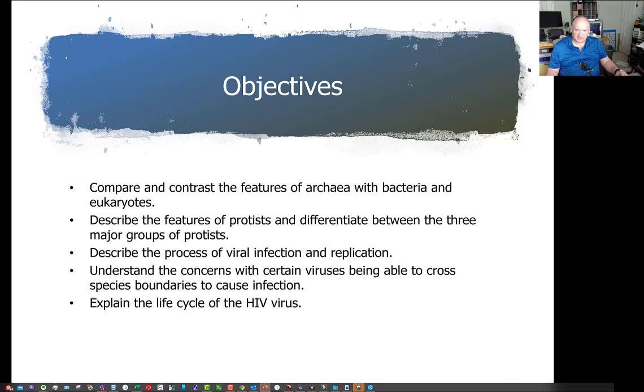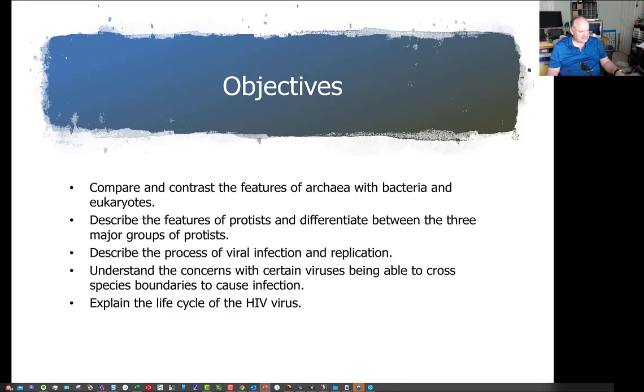We're going to talk about protists and three major groups of protists and what they are. We'll go a little bit over viral infections and replication and talk about some of the current issues with the coronavirus and the like. I don't know about you, but I'm about coronavirused out. Understanding the concerns of certain viruses being able to cross boundaries to cause infection, and that's kind of where we are. And then we'll talk about the HIV example.